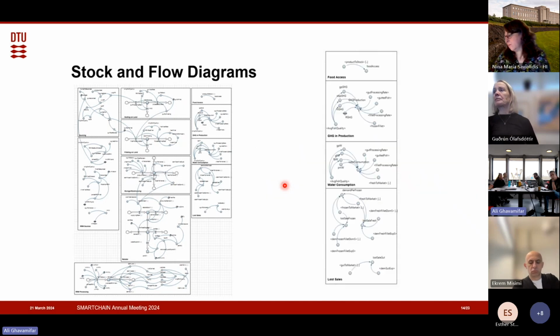And finally, we consider some sustainability metrics to evaluate our system, like the food access, greenhouse gas and water consumption in the production, and the lost sales as an economic aspect. So this is the simulation model, and I have to mention that we used a lot of equations and formulas in each of these variables, calculating these variables and their interactions.